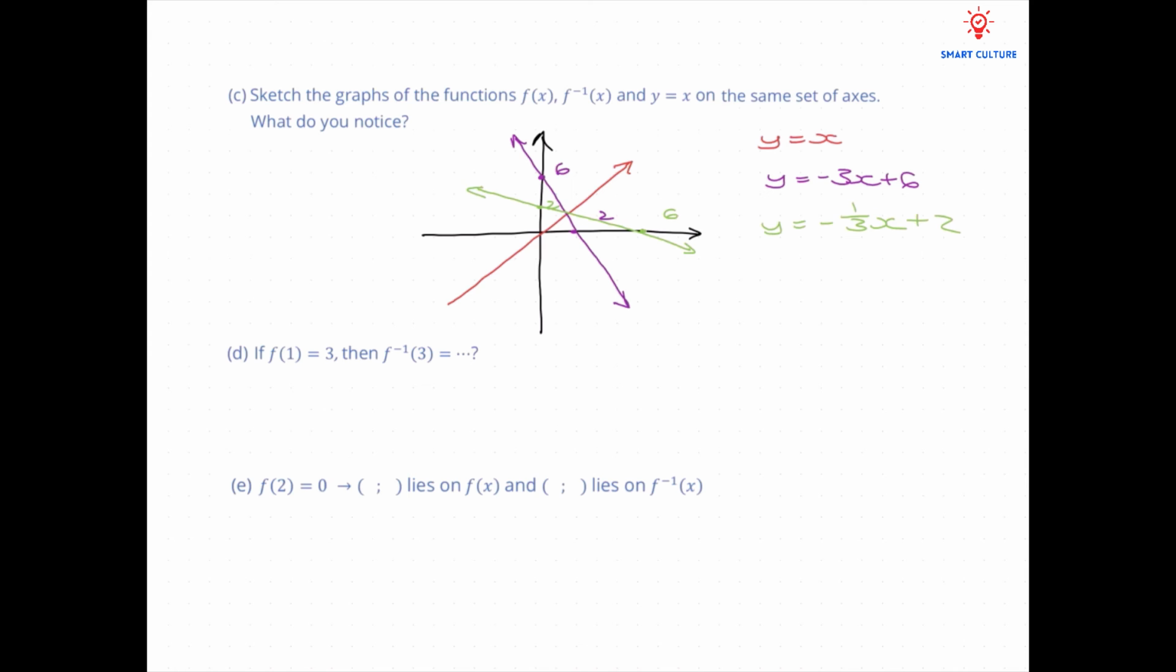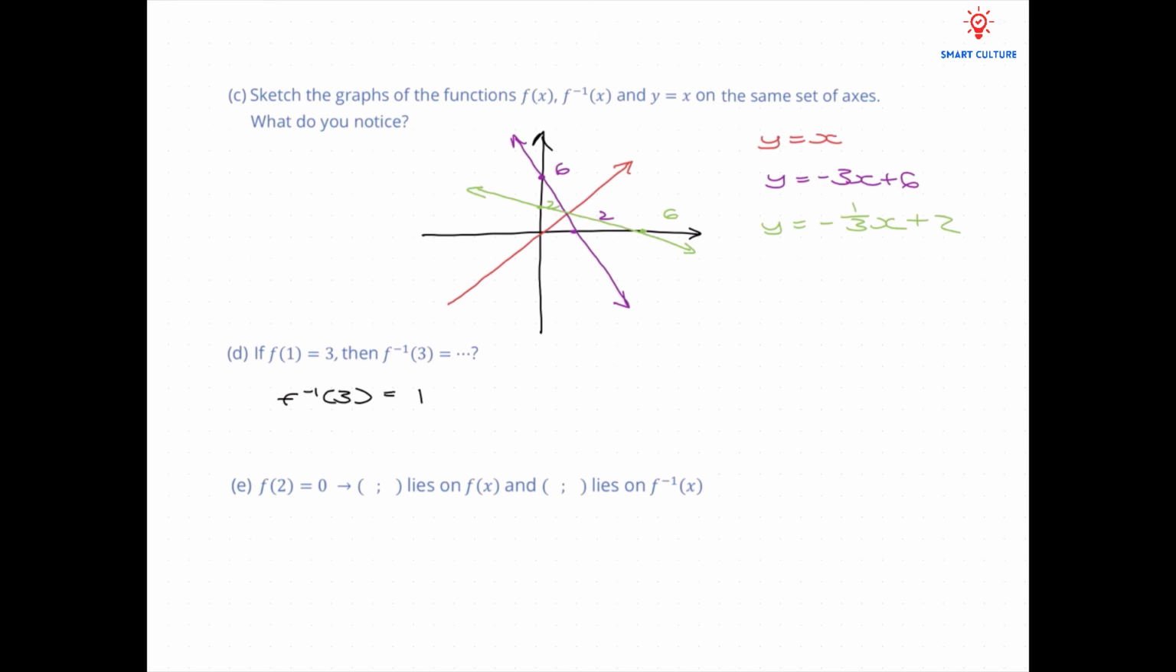And they asked us what we notice. So you can see here that f and the inverse of f are reflections in the line y is equal to x. So they're reflections of each other through the line y is equal to x. For d, they asked if f of 1 is equal to 3, then what is the inverse of f of 3? So the inverse of f of 3 is going to equal 1. If you look here on our graph, when the inverse x is equal to 3, the y is equal to 1. So as you can see, it flips around when you have the inverse of a function.